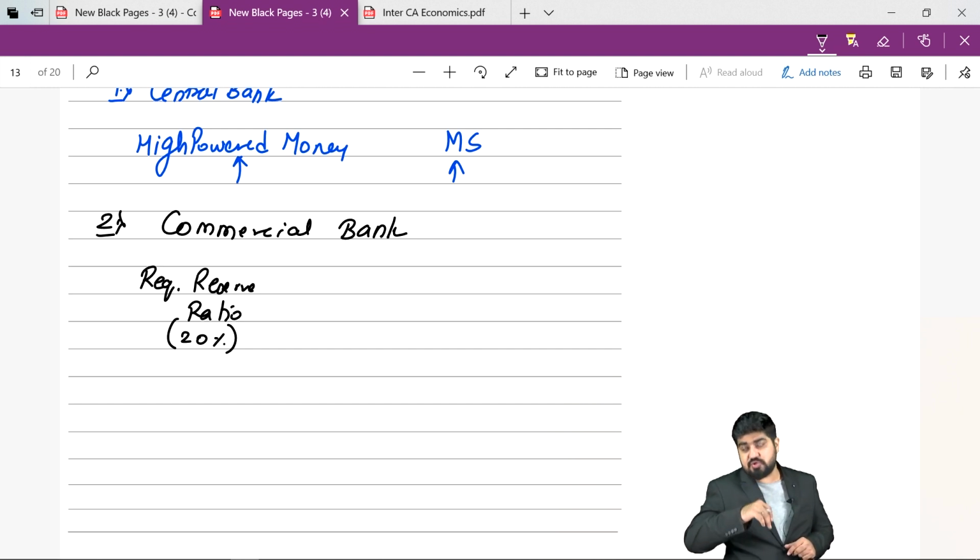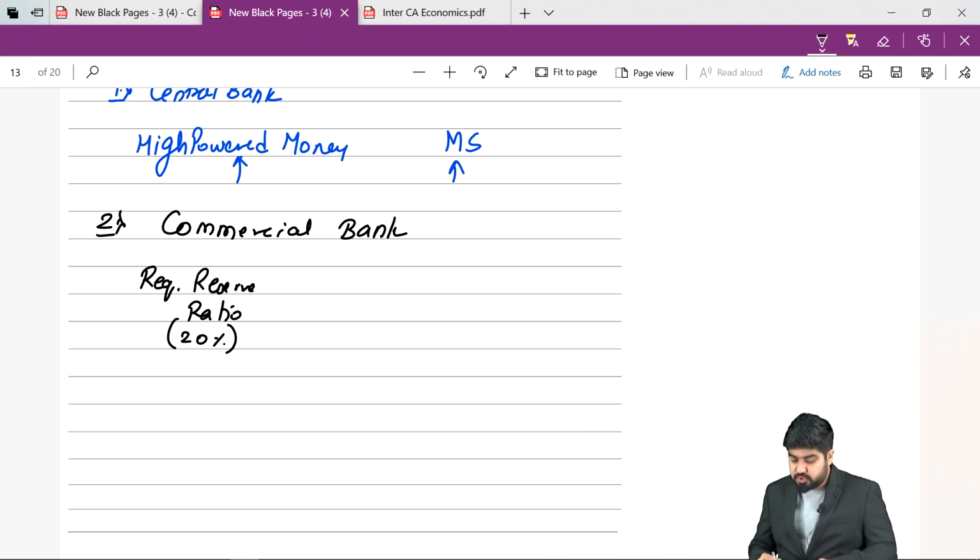5% is CRR, so you need to give that to the RBI. 15% is SLR, so you need to keep it with yourself. So 20% is required reserve ratio. Now, but let me tell you one more fact, friends.